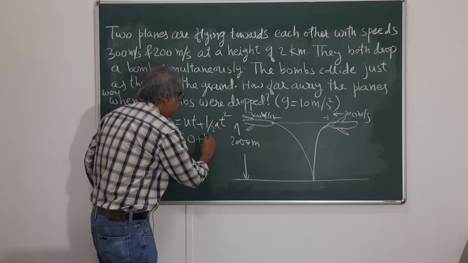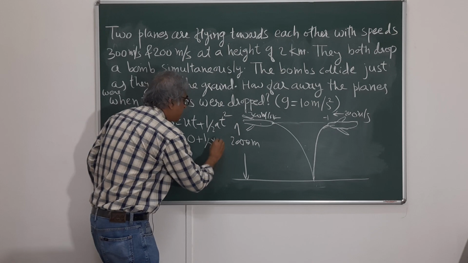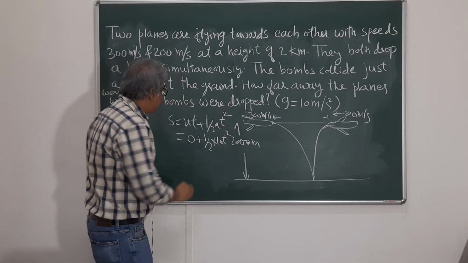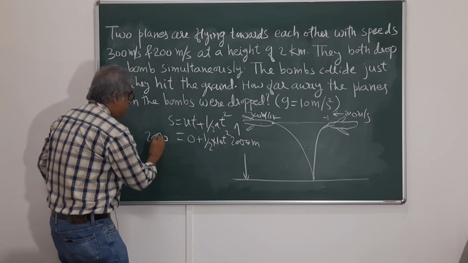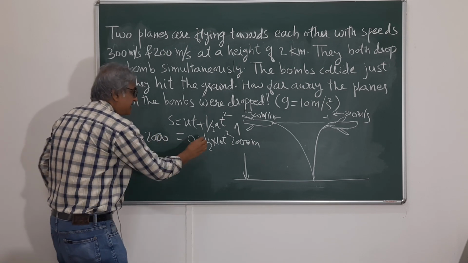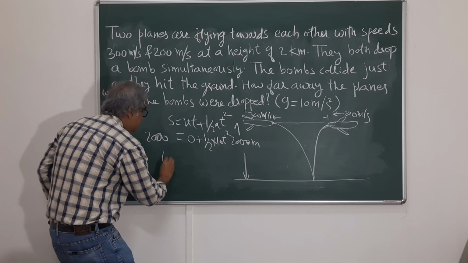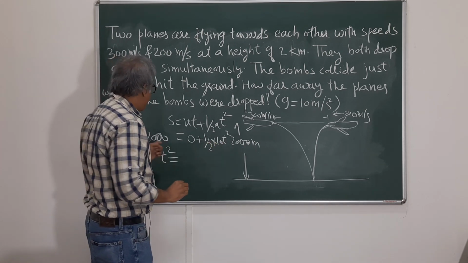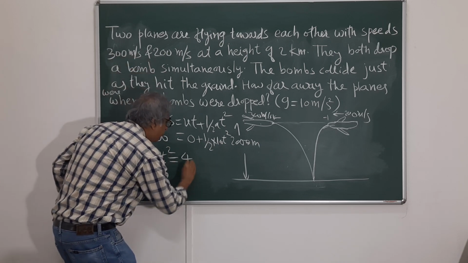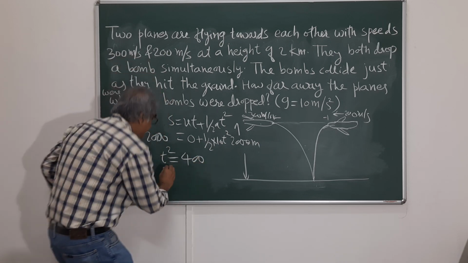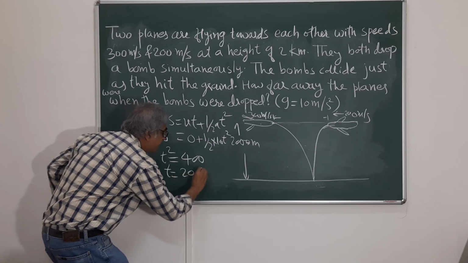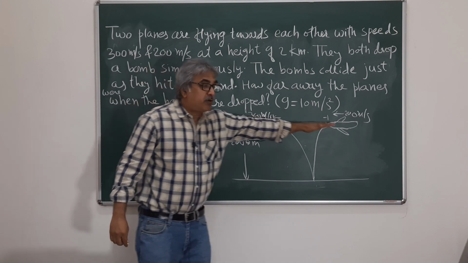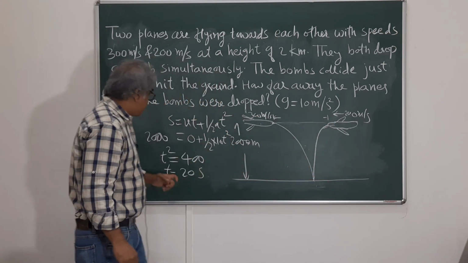So this is going to be half into 10 into t square, and S is this displacement, which is 2000. So we can see here, t square is equal to 2000 upon 5, which is 400. t square is 400, t is equal to 20 seconds. So the time for this bomb and this bomb to reach the ground is 20 seconds.